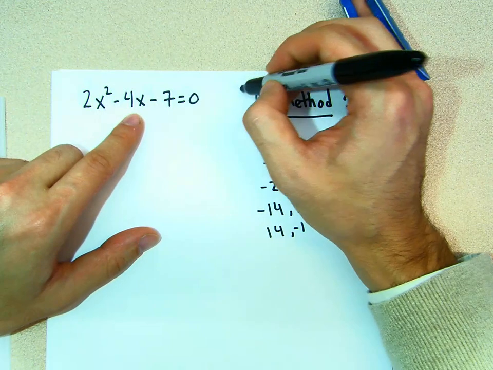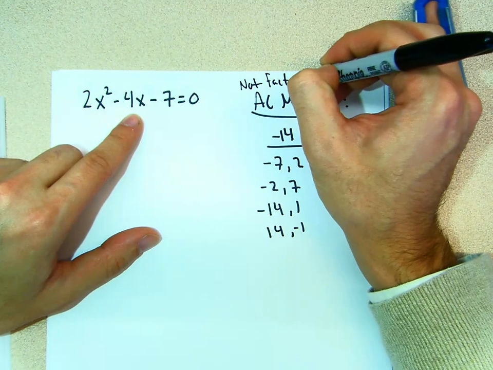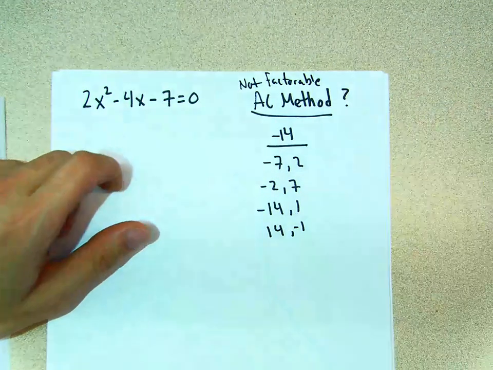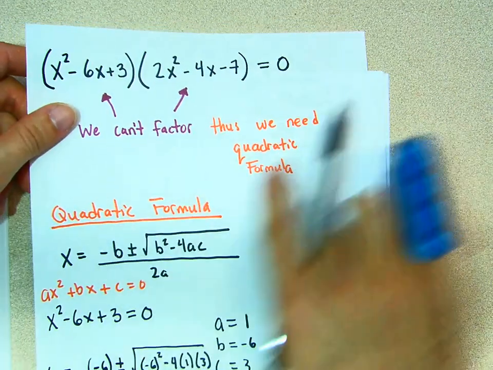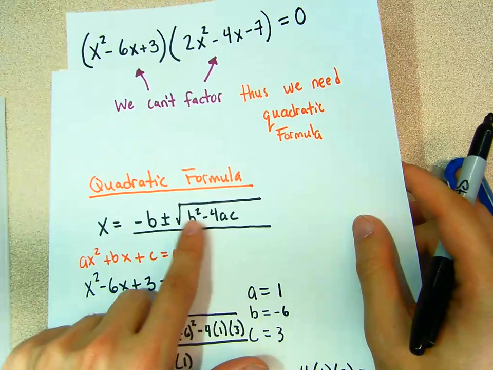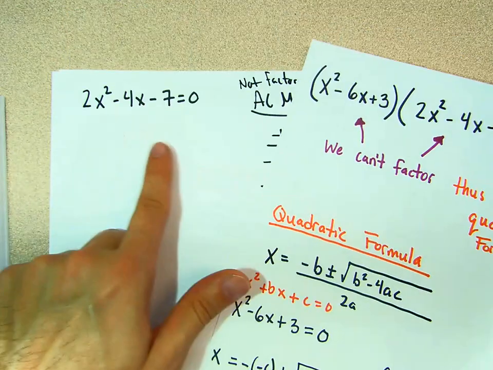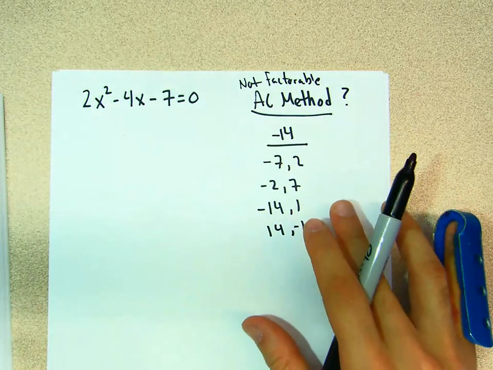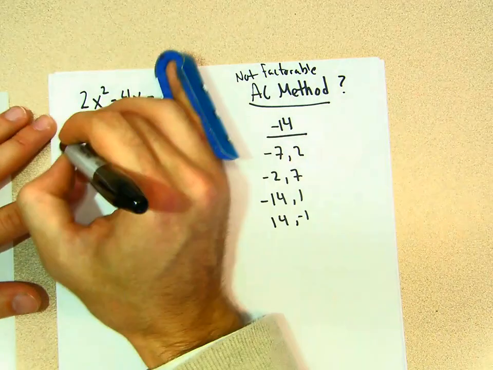This is not factorable. Okay? You have to realize that it's not factorable. And if it's not factorable, we need to use the quadratic formula. So what I want you to do is, by yourself, try and do the quadratic formula to this so you can see how it's done. Pause the video. Try and do it by yourself. Okay, if you want to see me do it, here it is.